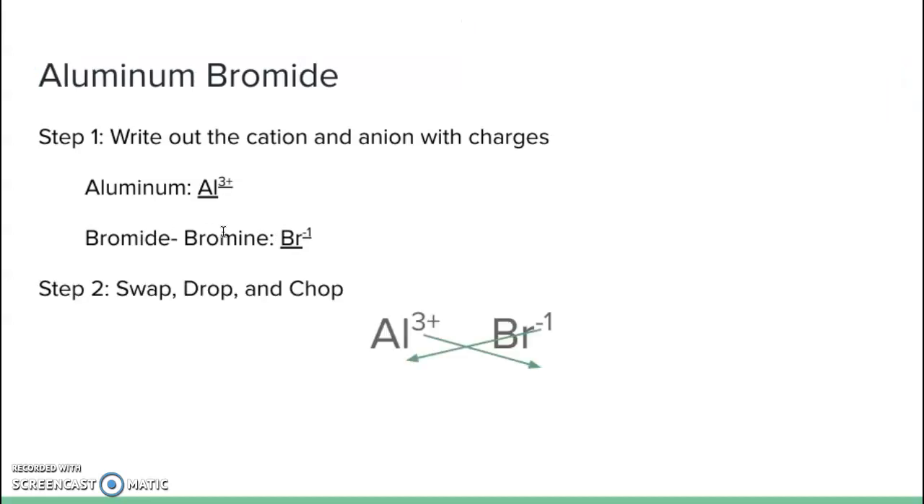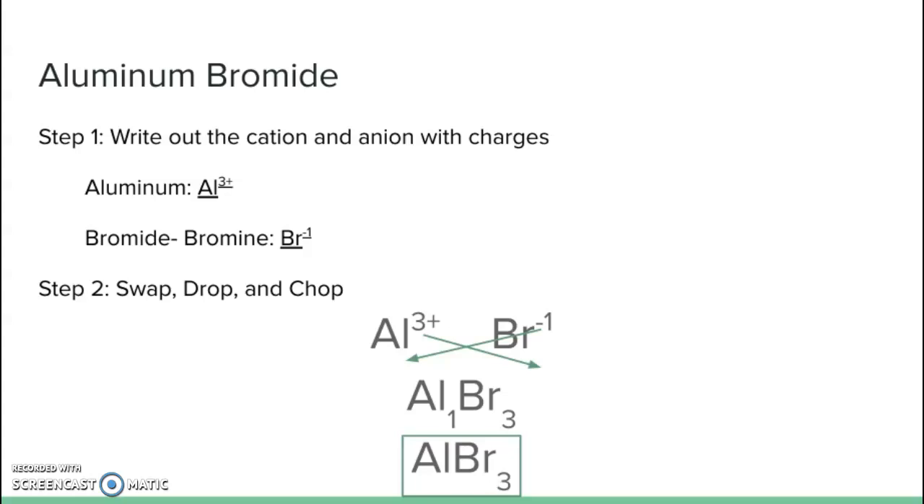Once I write out my ions, then I can swap, drop, and chop. When I'm swapping and dropping, my 3+ gets dropped over here, my 1- gets dropped over here, and I can drop the charges, the plus and the minus. So I'm going to have Al1 Br3. Then when I want to simplify, if I have a 1 here, I can just get rid of that because if I have a 1, I don't need it in my formula. So my overall formula for the name aluminum bromide is AlBr3.